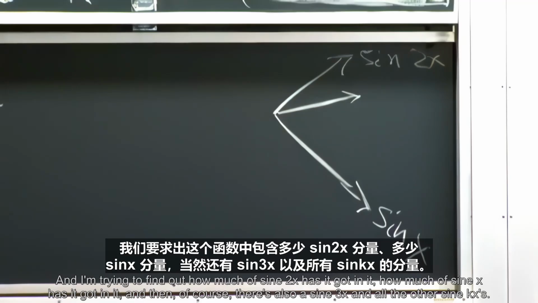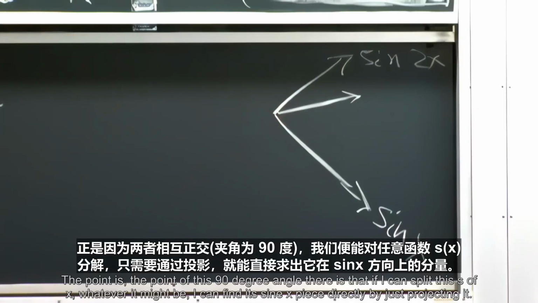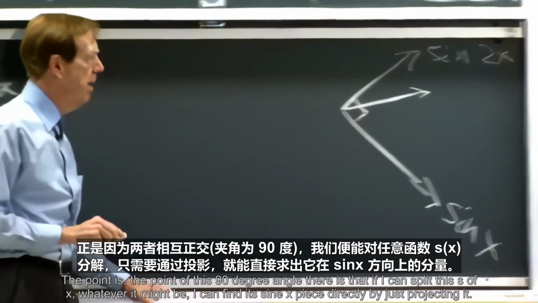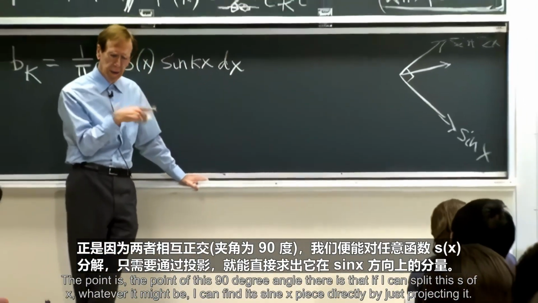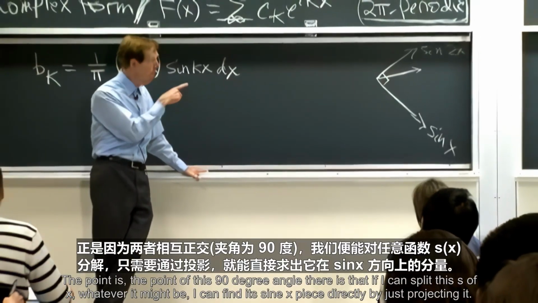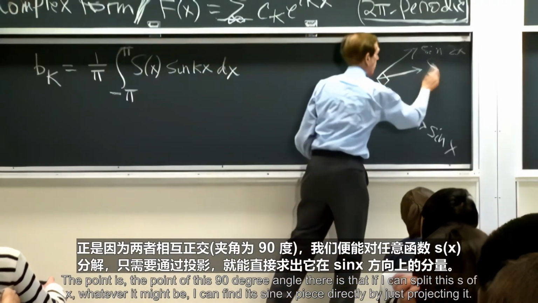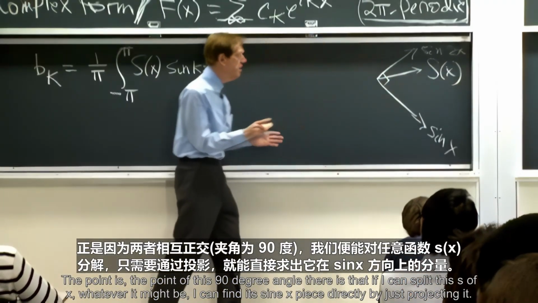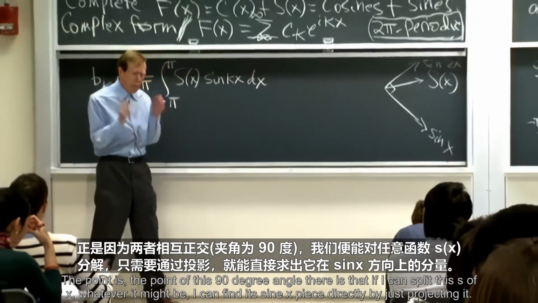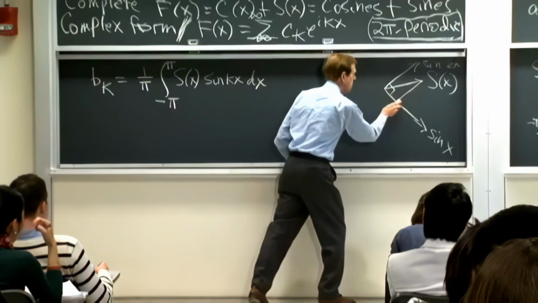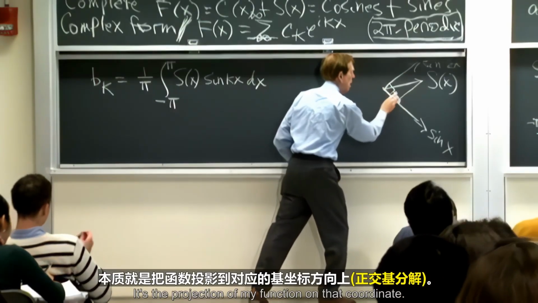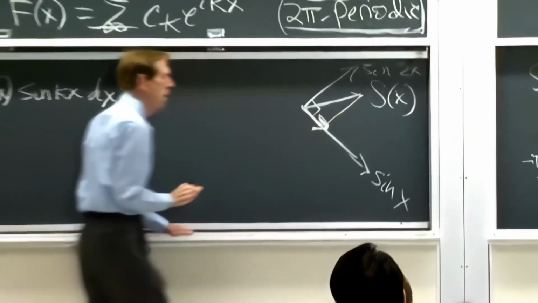And I'm trying to find out how much of sine 2x it has in it, how much of sine x it has in it, and then, of course, there's also a sine 3x and all the other sine kx's. The point of this 90-degree angle is that if I can split this S of x, whatever it might be, I can find its sine x piece directly by just projecting it.